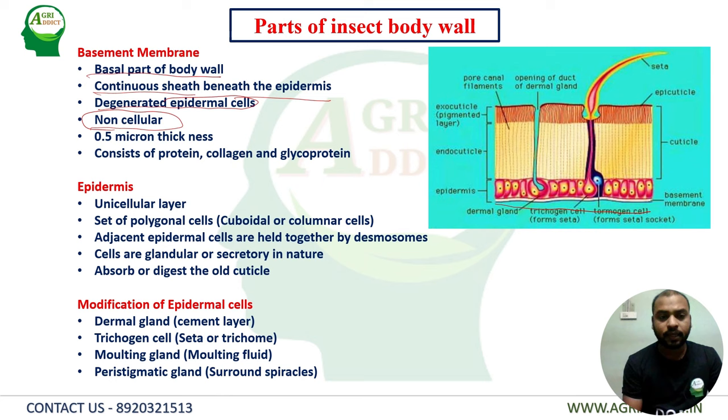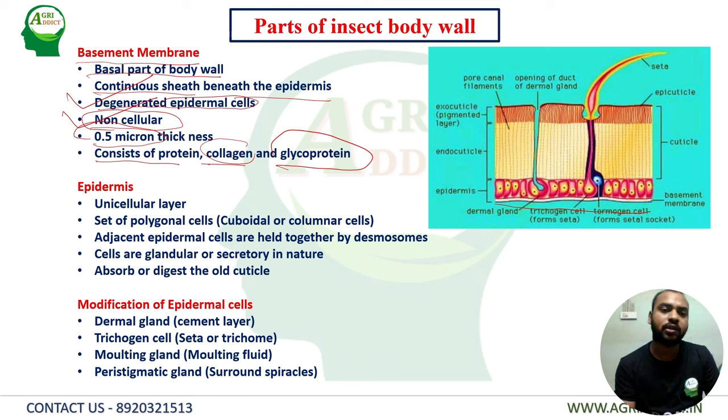And this consisting of proteins, collagen and glycoproteins. So main thing you have to remember here, what is basement membrane? The basement membrane is degenerated epidermal cells, and this is non-cellular in nature and 0.5 micron in thickness. Okay. Next is epidermis. So what is epidermis?